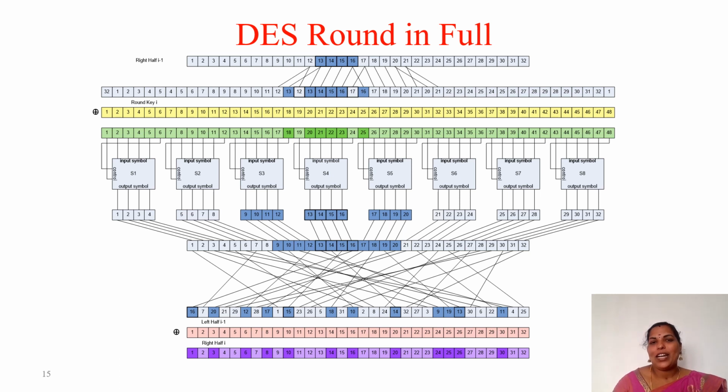So this is the pictorial representation of a DES round in full. First we get the right half, then we expand it from 32 to 48 bits, then we XOR this 48-bit value with the round key. Finally we get the result, and this result is passed into 8 substitution S-boxes. Then it is reduced from 48 to 32 bits. Then it is passed on to the permutation. Then again it is XORed with one value, that is the left half of I minus 1, and then we get the right half of I.